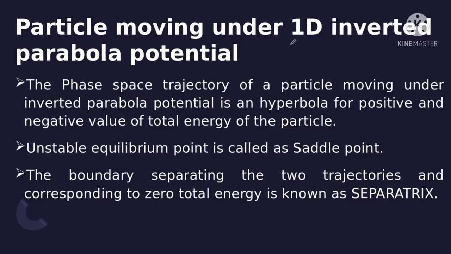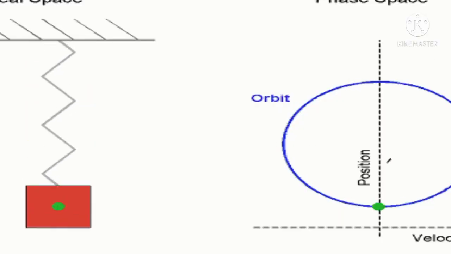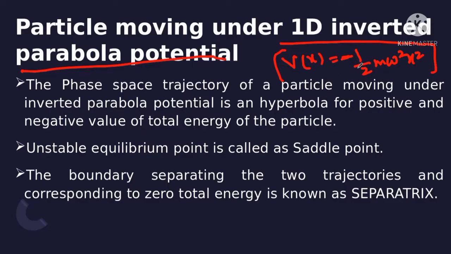Okay. Now moving on to the next case, I'm taking the inverted parabola potential, which is simply V(x) = minus half m omega squared x squared. That is just the opposite of the simple harmonic oscillator potential, where we have a plus here. But this switch of sign makes quite a huge difference. The phase space dynamics of the simple harmonic oscillator is an ellipse, a bounded one, but here the phase space dynamics will not be bounded. It will come out to be a hyperbola.